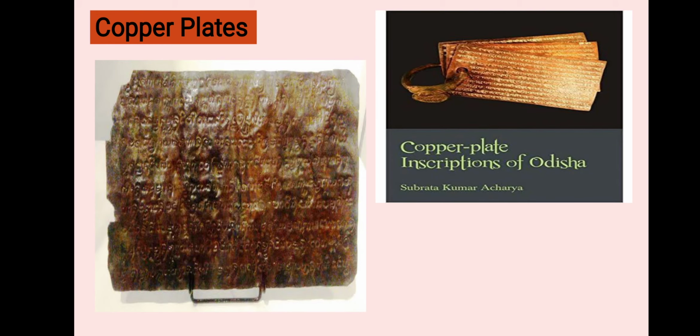The next important material source is copper plate. The inscription carved or written on a sheet of copper is known as copper plate. Royal edicts, judicial orders, and important donations are inscribed on the copper plates. In this picture, some copper plates are shown to you. In the first picture we show the copper plate of Maharashtra, and in the second picture we show you some copper plates of Orissa. Okay.